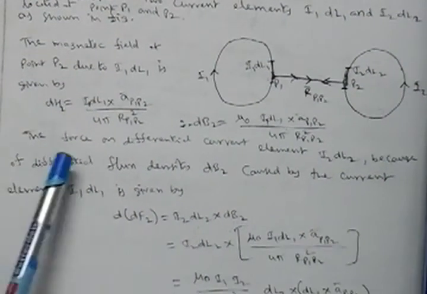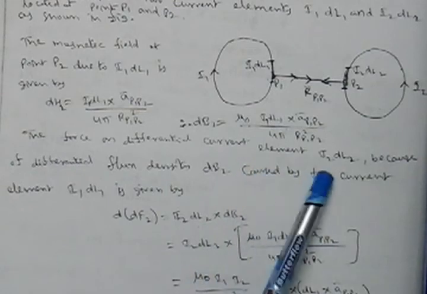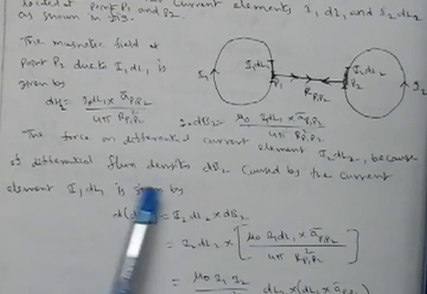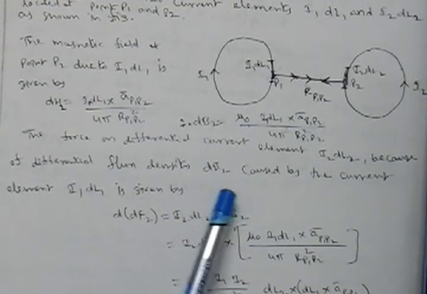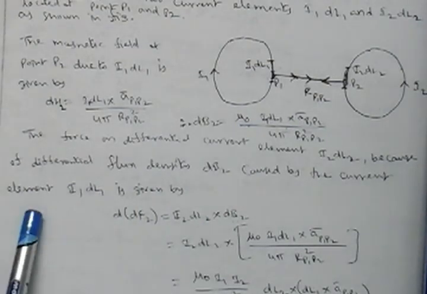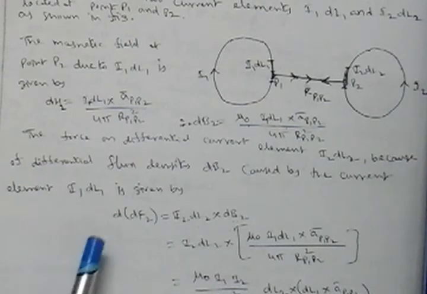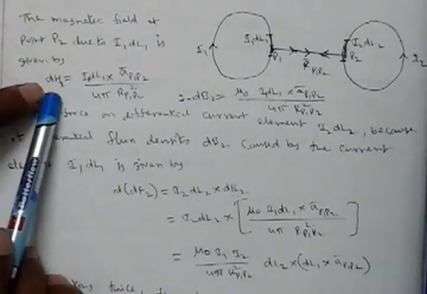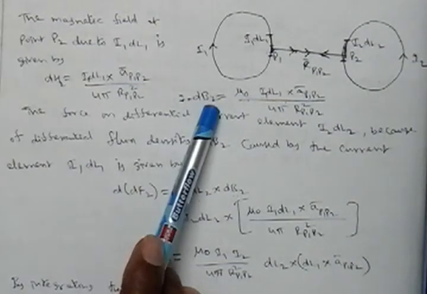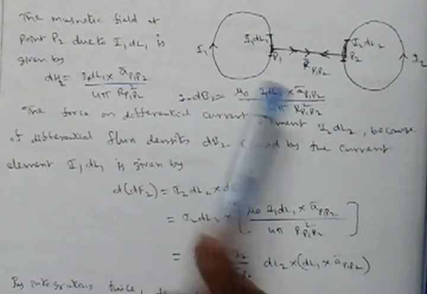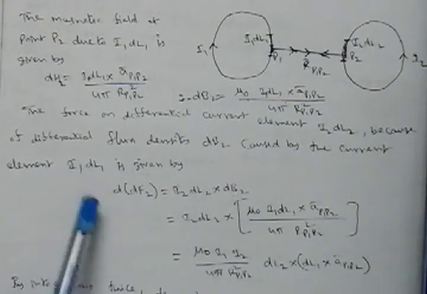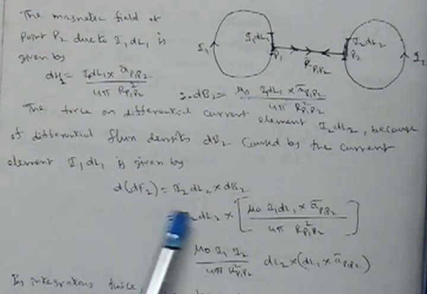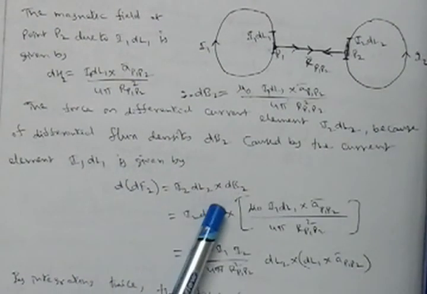Next, we have to determine the force on the differential current element I2 dl2, because of the differential flux density dB2, which is due to the differential current element I1 dl1. It is already differential. Again, we are determining with respect to another element, so one more differentiation term: d of dF2 is equal to I2 dl2 cross dB2.